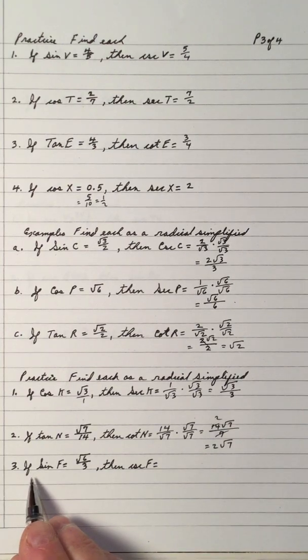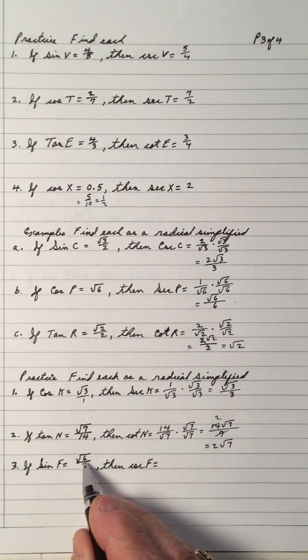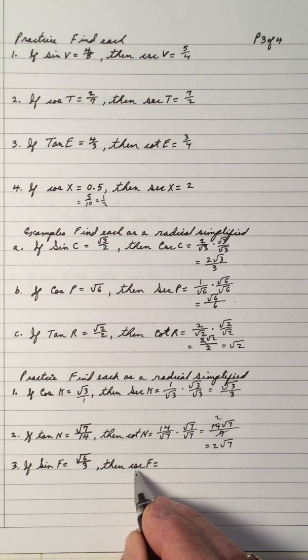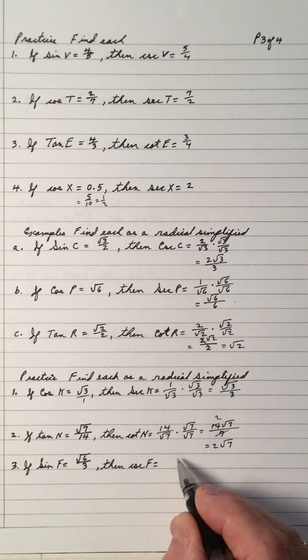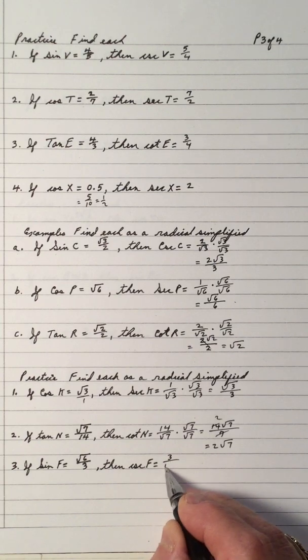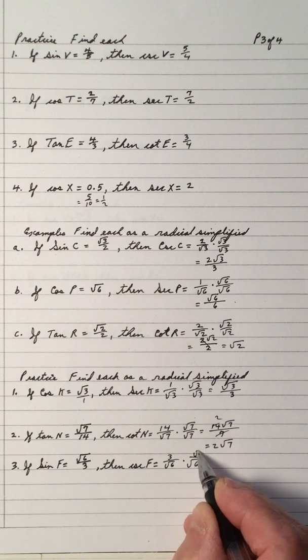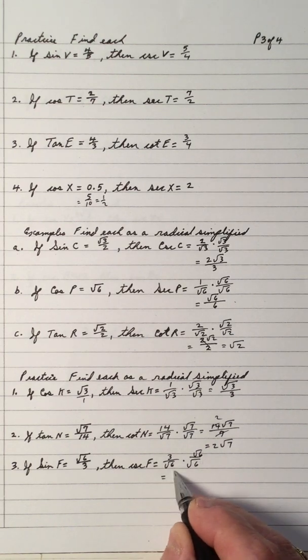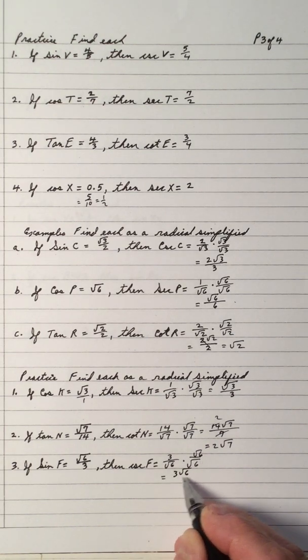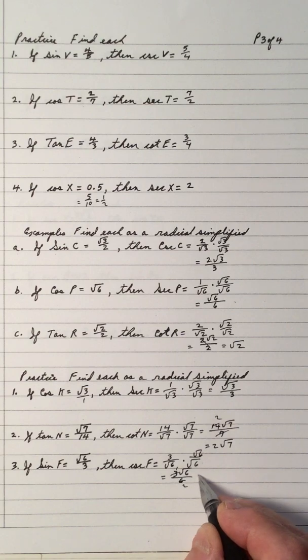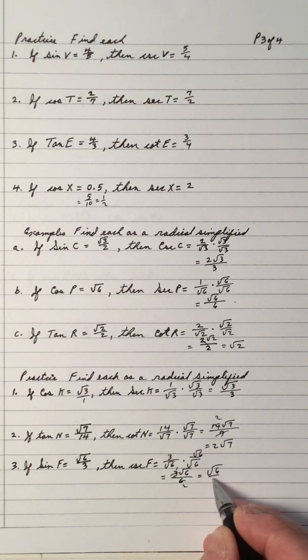And number 3, the sine of f is root 6 over 3. Then the cosecant of f, which is the reciprocal, is 3 over root 6, multiplied by root 6 over root 6. And that gives us 3 root 6. And root 6 times root 6 is 6. 3 cancels into 6, 2. So that gives us root 6 over 2.